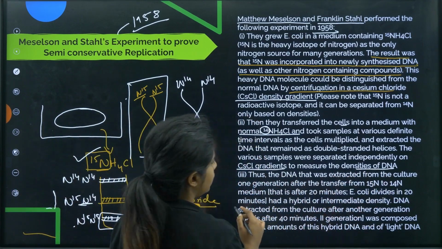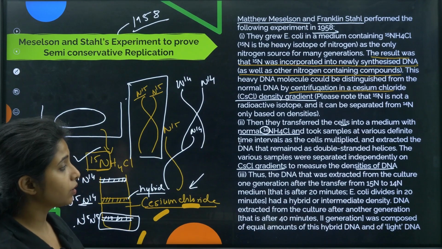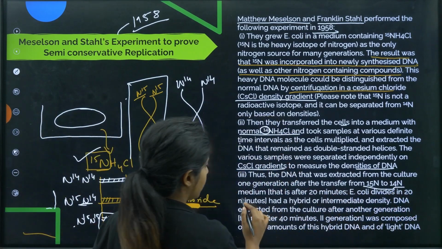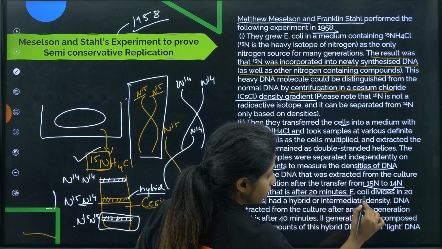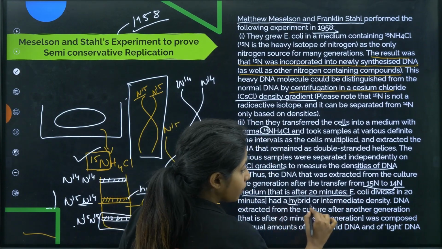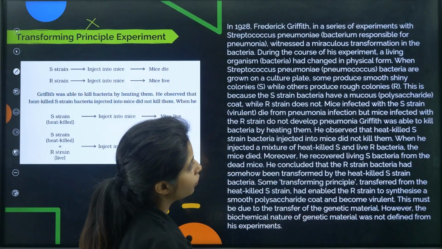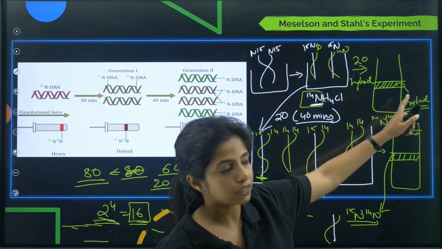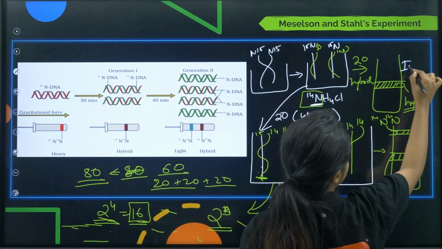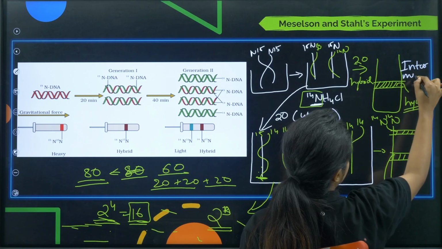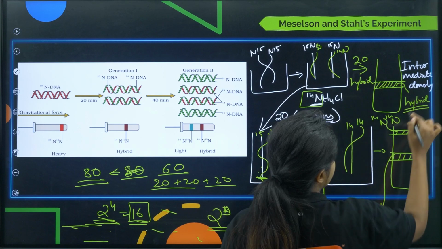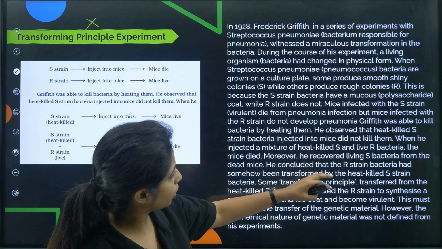Thus, the DNA that was extracted from the culture one generation after the transfer from 15N to 14N medium, that is after 20 minutes, E. coli had a hybrid or intermediate density. So over here, if you see, they had a hybrid or intermediate density. I am writing intermediate density as well.